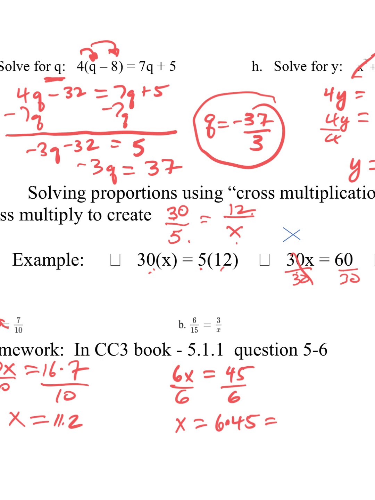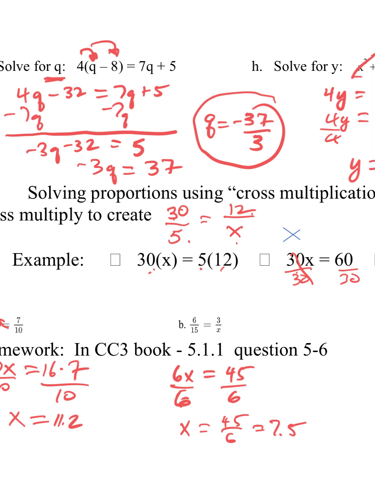Wait, no, I did something wrong. I apologize. I saw my mistake. So we get x is equal to 45 divided by 6. Does that go? 45 divided by 6, you see 7.5. It doesn't go in perfectly. You get a decimal point.